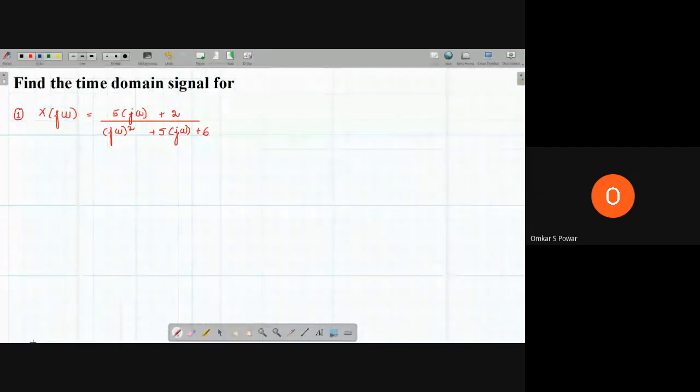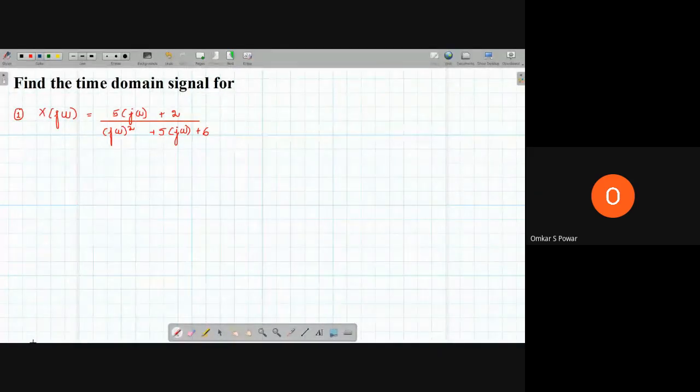And with respect to properties, we will solve as well. First I have explained the different types of properties, like differentiation, convolution, those kinds of things, what happens in the frequency domain and what happens in the time domain. Using those properties, we will solve. So first one, what is the question here?